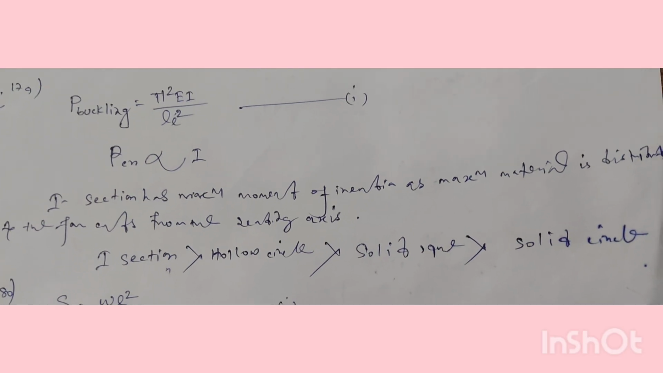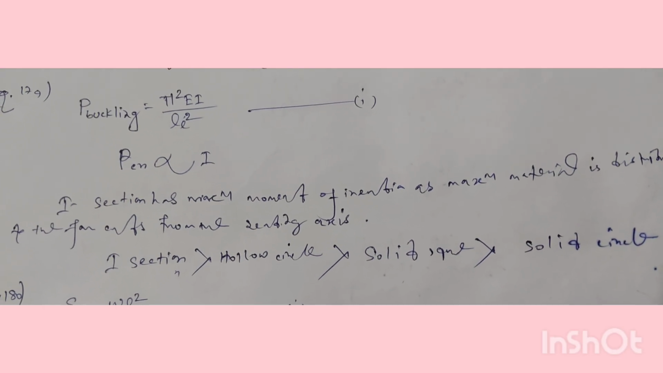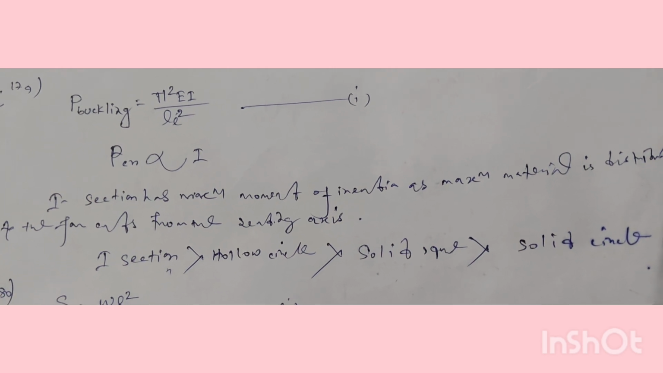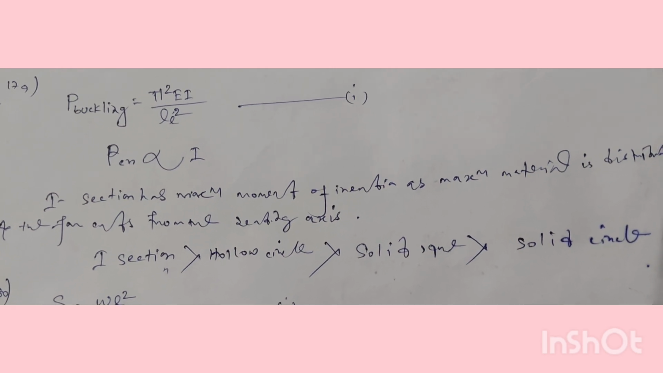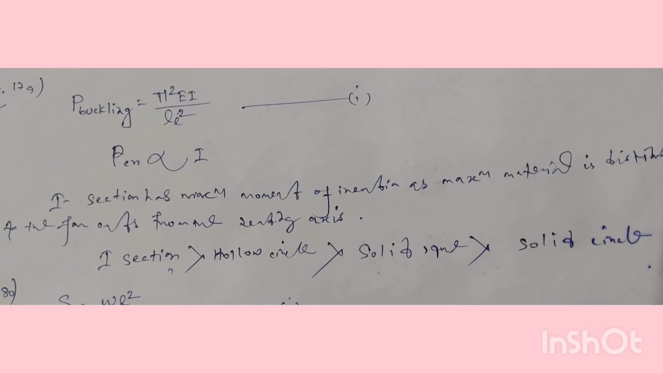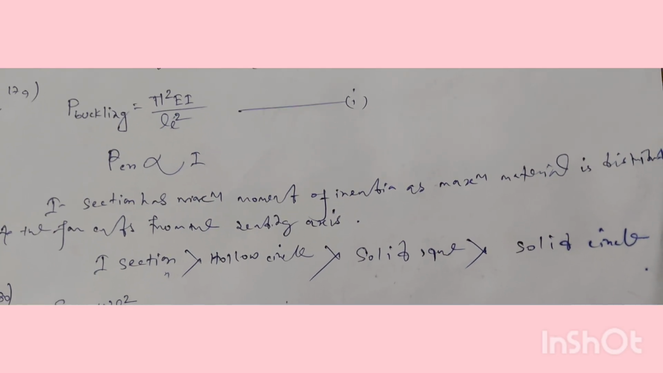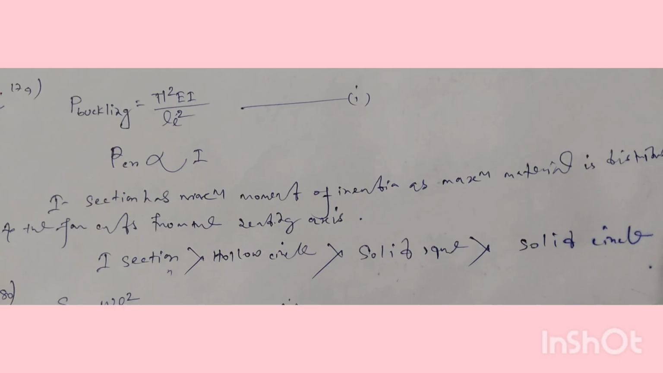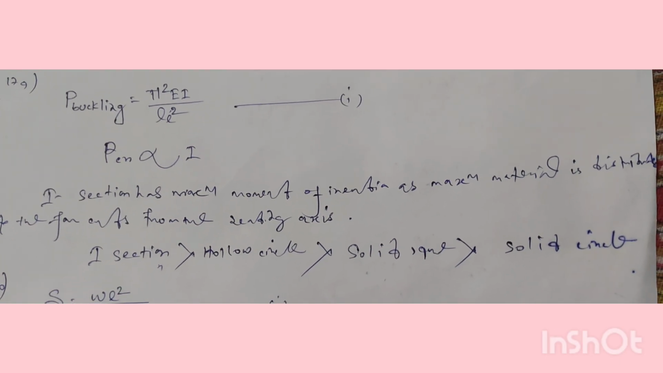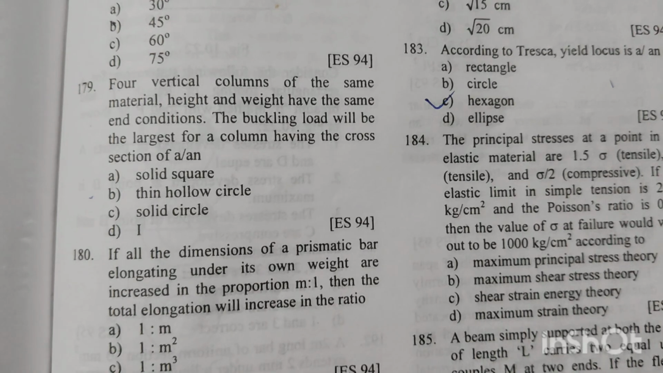As per this formula, we can write the crippling load or buckling load P is proportional to the moment of inertia I, and the I section has the maximum moment of inertia as maximum material is distributed to the far ends from the bending axis. So the I sectional column will have the largest buckling load as compared to the other options given in the question. B is the right answer.